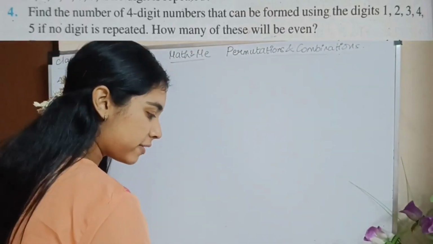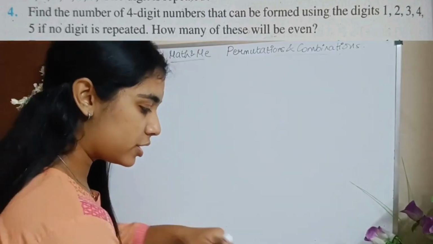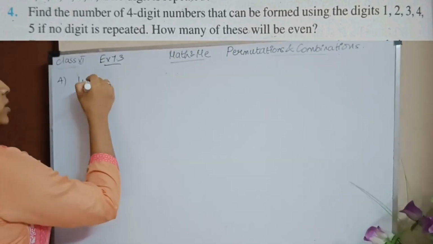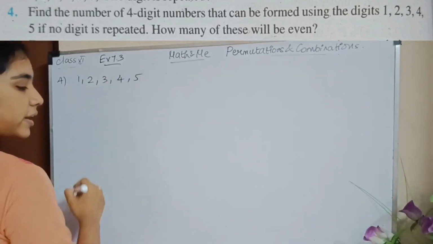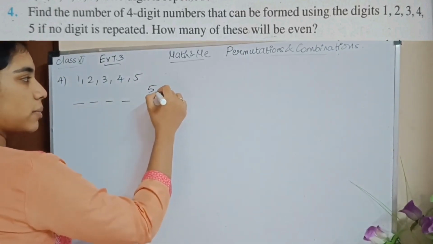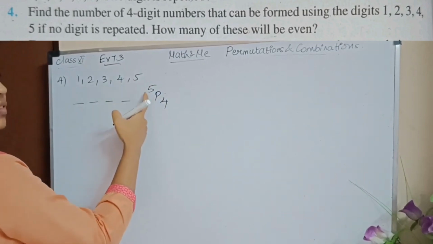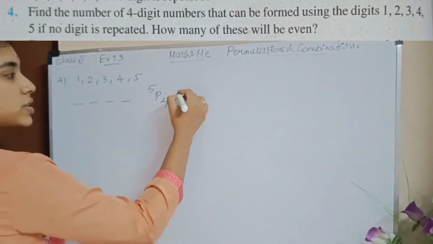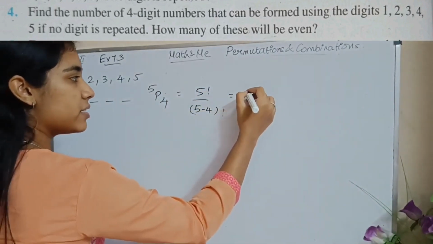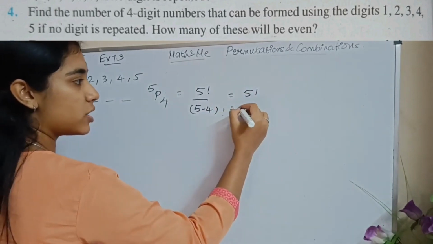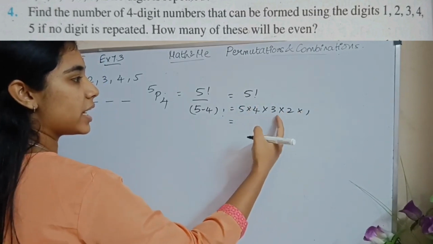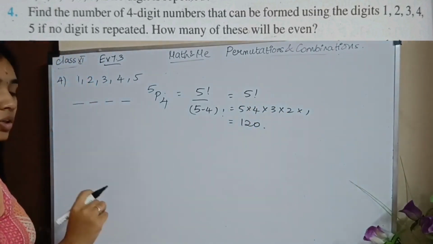Question number 4. Find the number of 4-digit numbers that can be formed using 1, 2, 3, 4, 5 if no digit is repeated. So this is a 4-digit number. I need to choose 4 numbers out of the 5, and they have to be in order. So this is 5 factorial divided by 5 minus 4, which will be 5 factorial divided by 1 factorial. So it will be 5, 4, 3, 2, 1, 20 times 6, 120. So this is the total number of options.